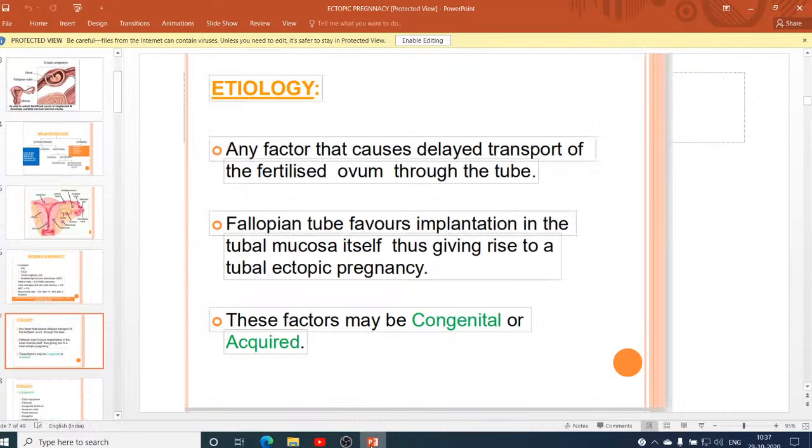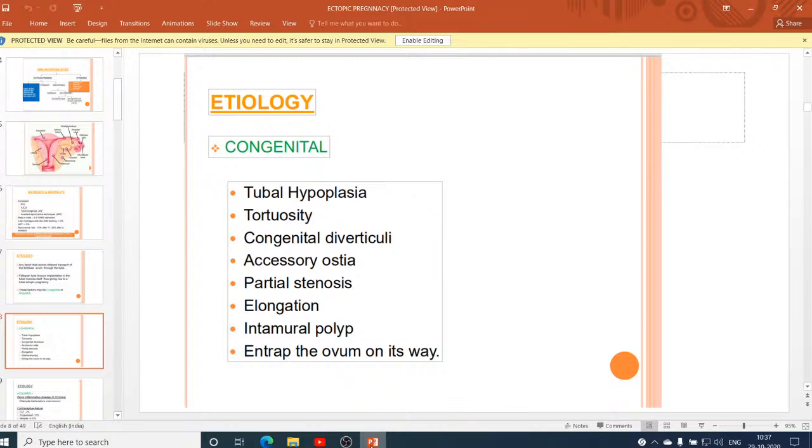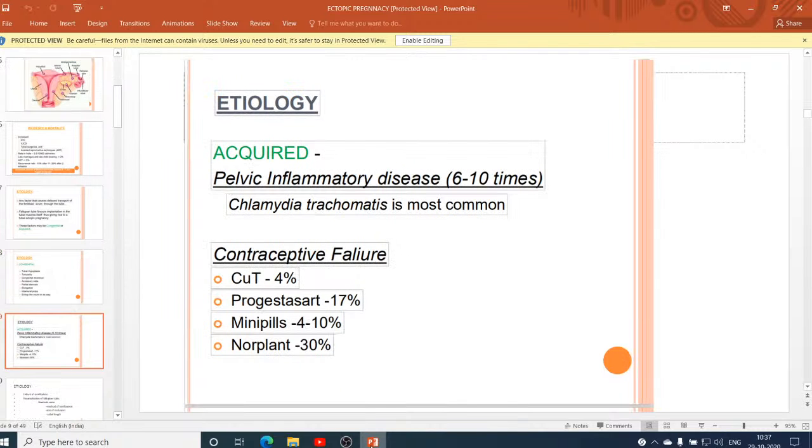Okay. So what is the etiology? Any factor that causes delayed transport of the fertilized ovum through the tube. The fallopian tube favors implantation in the tubal mucosa itself, thus giving rise to tubal ectopic pregnancy. These factors may be congenital or acquired. If congenital, it is more common in tubal hypoplasia. There will be tortuosity, congenital diverticuli, accessory ostia, partial stenosis, elongation, and intramural polyp, which entrap the ovum on its way.